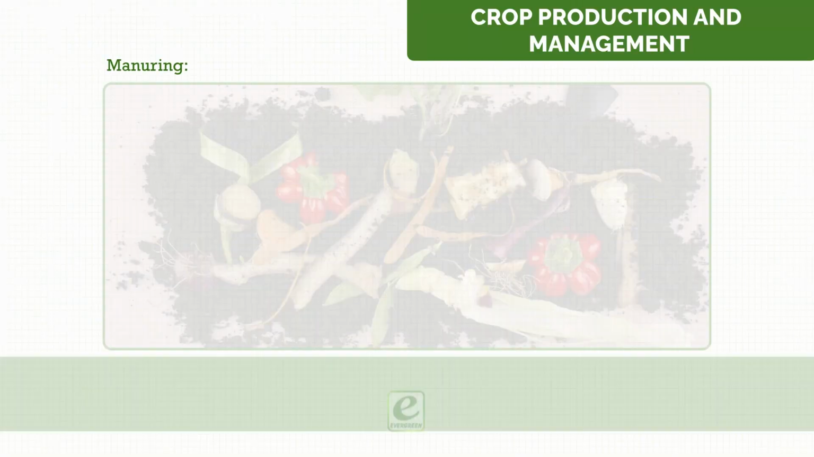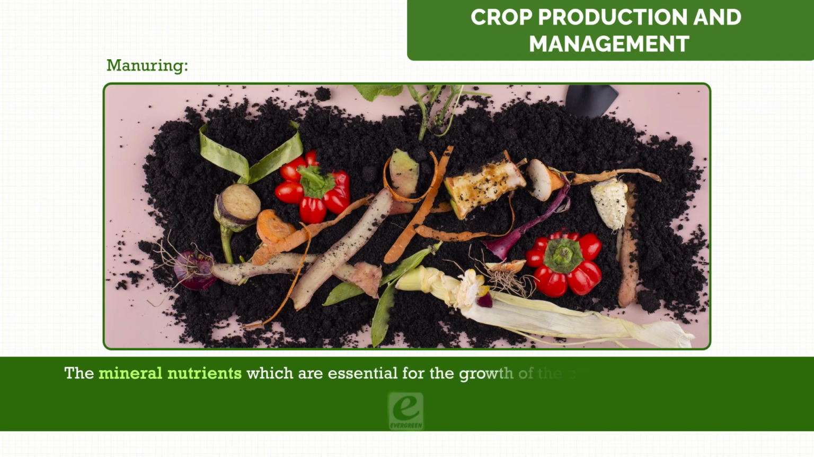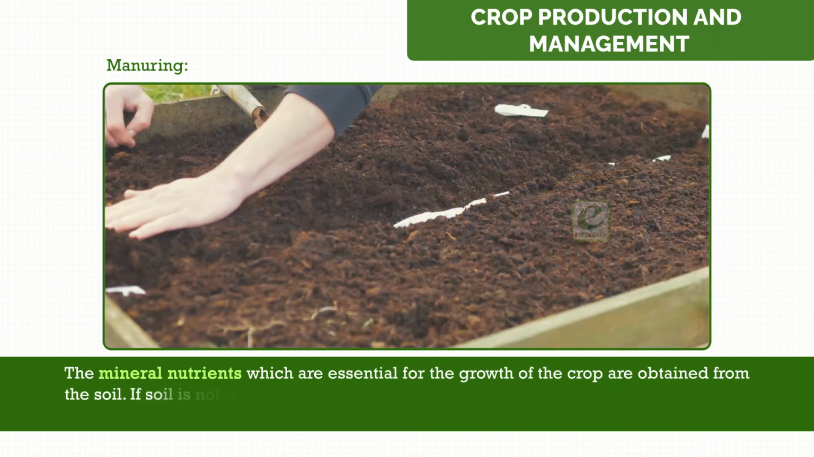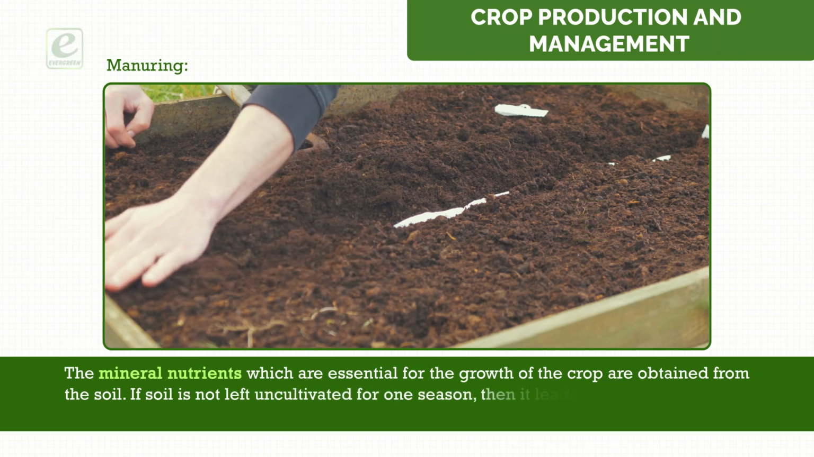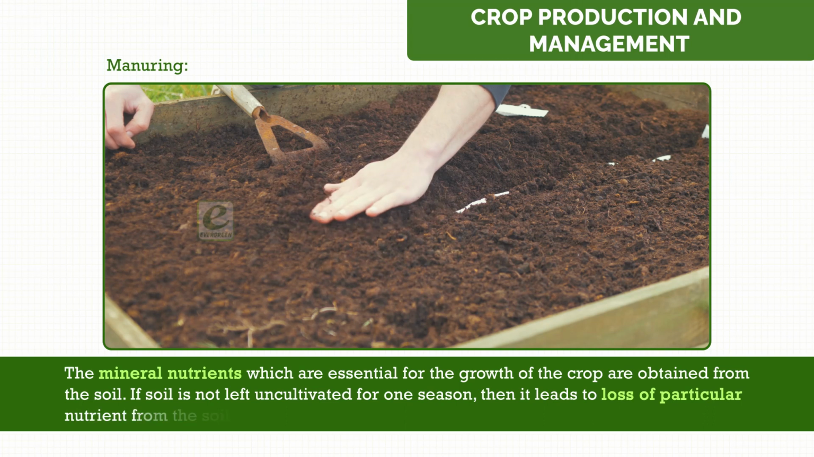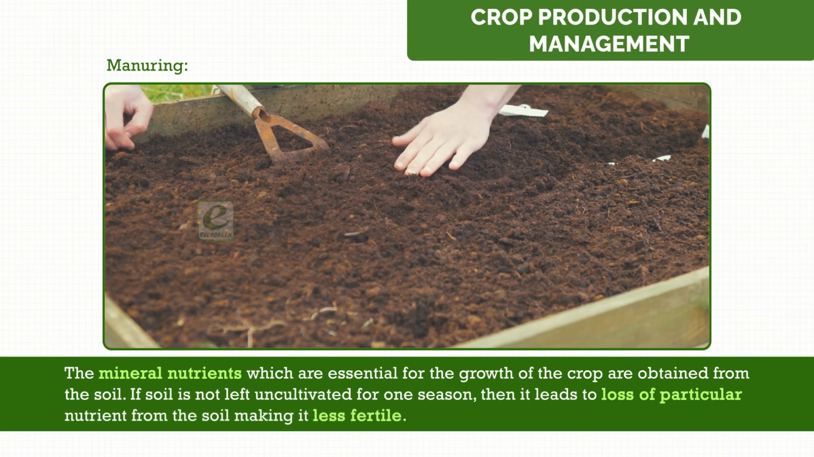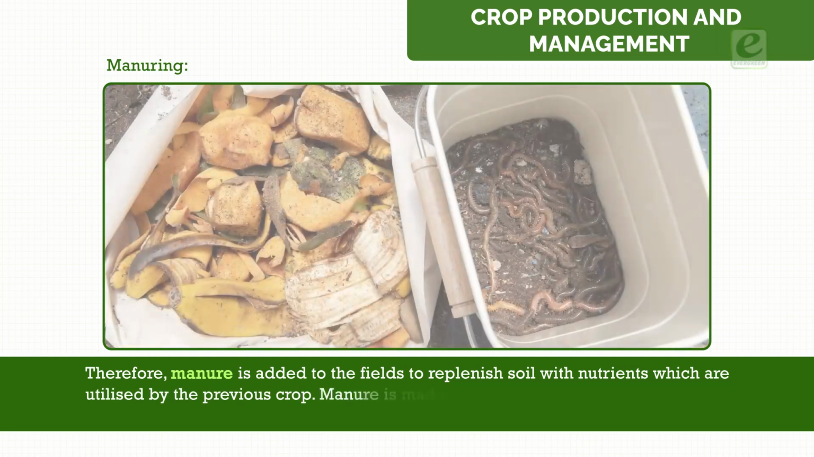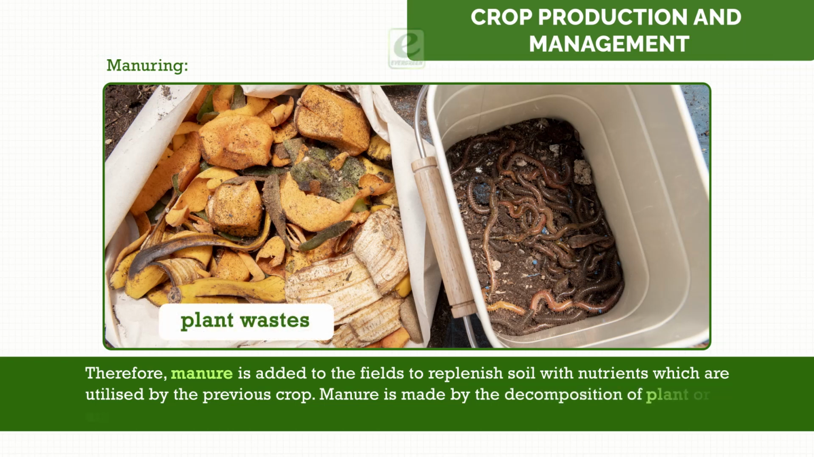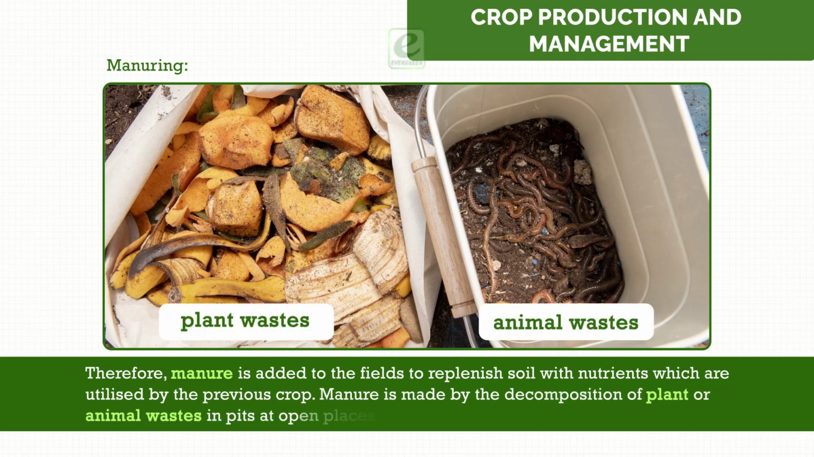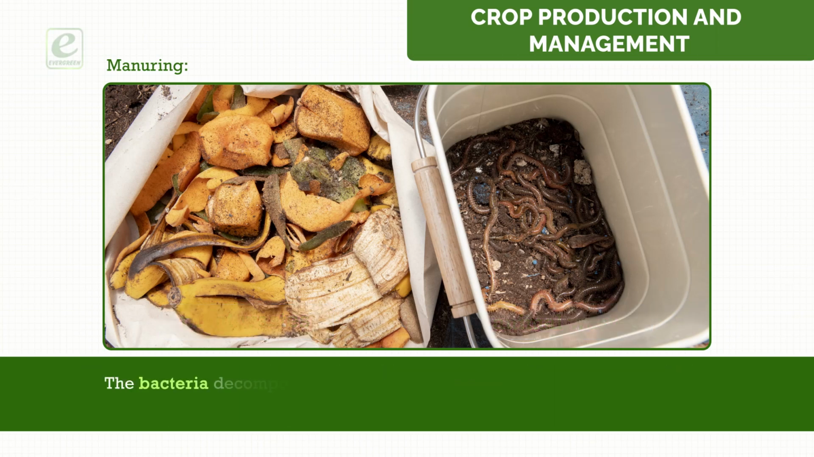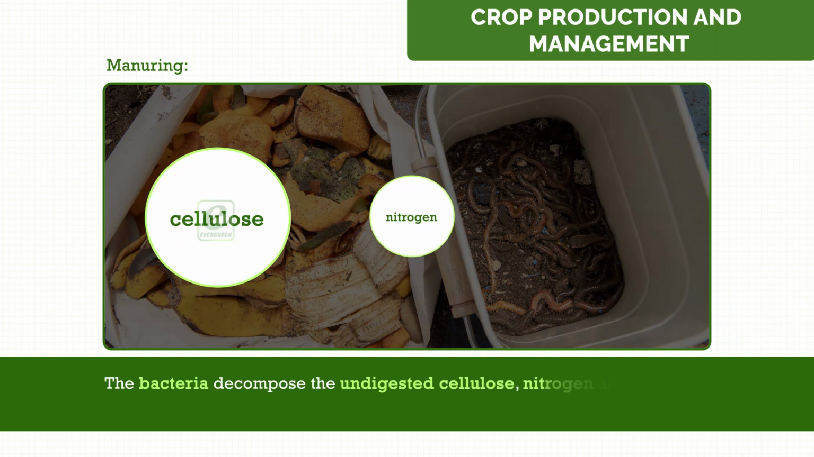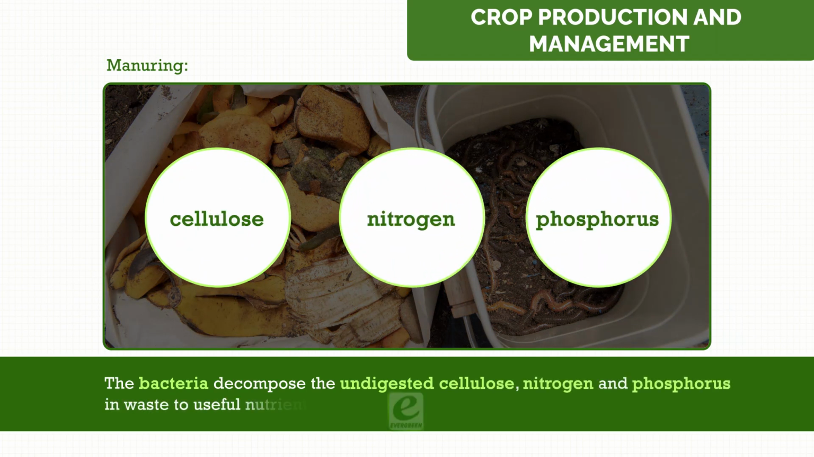Manuring. The mineral nutrients which are essential for the growth of the crop are obtained from the soil. If soil is not left uncultivated for one season, then it leads to loss of particular nutrient from the soil, making it less fertile. Therefore, manure is added to the fields to replenish soil with nutrients which are utilized by the previous crop. Manure is made by the decomposition of plant or animal wastes in pits at open places. The bacteria decompose the undigested cellulose, nitrogen, and phosphorus in waste to useful nutrients which can be easily utilized by the plants.